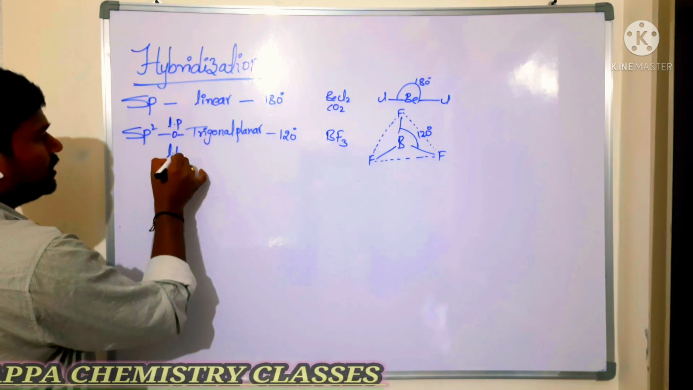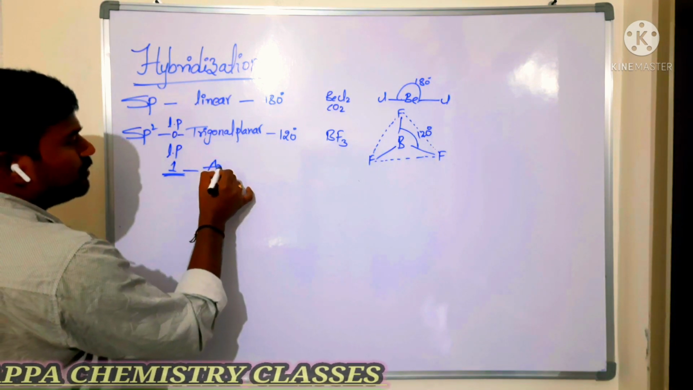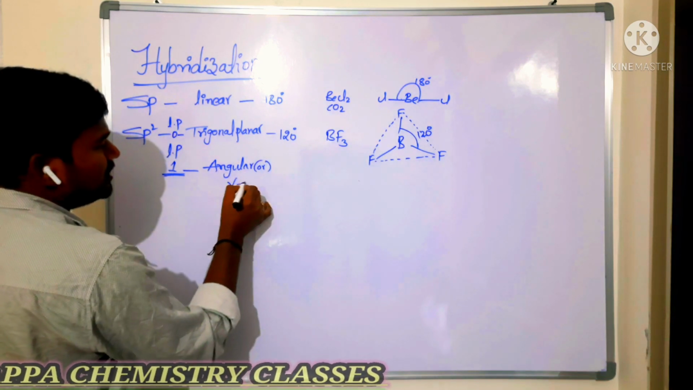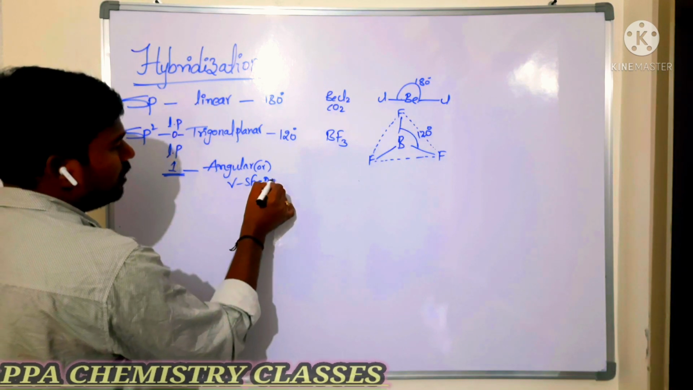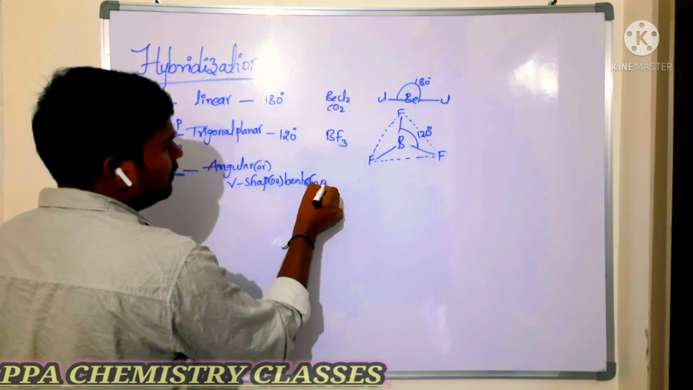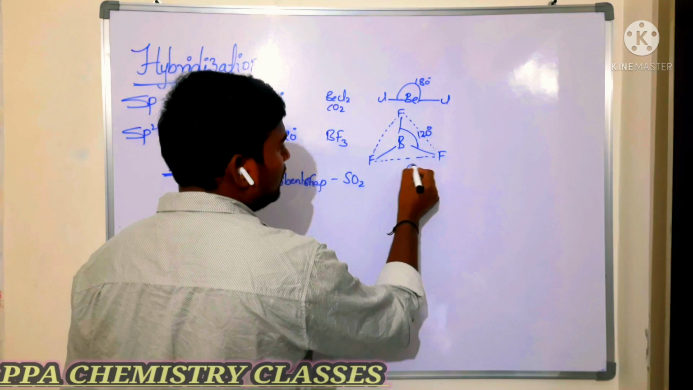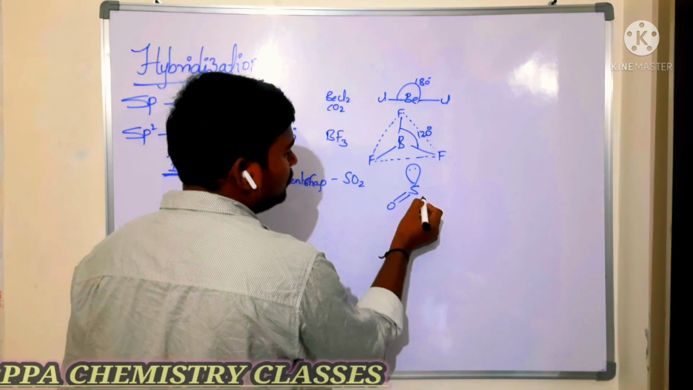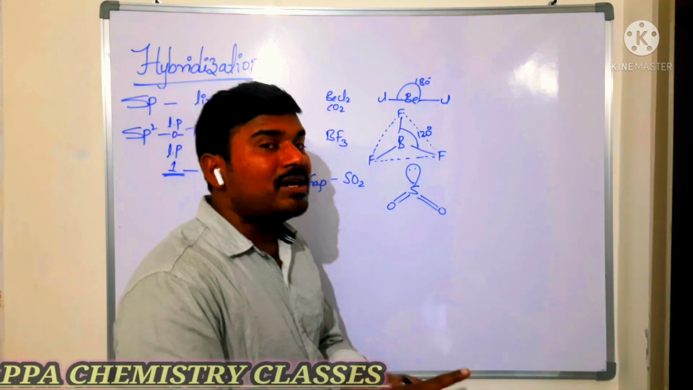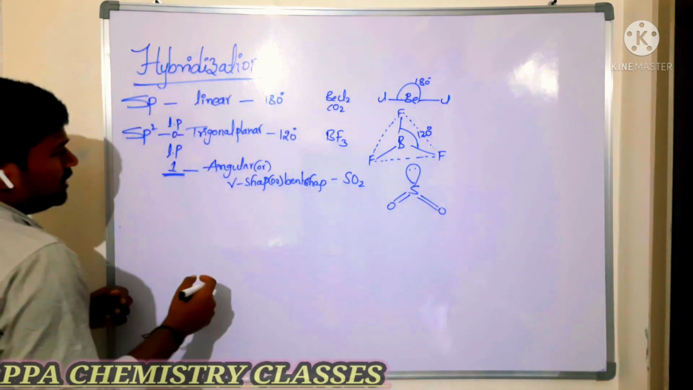If it is sp2 with 1 lone pair, then what happens? It becomes an angular shape, also called V shape or bent shape. Is that clear? You can take the SO2 molecule. In the SO2 molecule, sulfur contains 1 lone pair and 2 sigma bonds, so for that reason it is sp2. Now it is in a V shape. That is a V-shaped molecule.